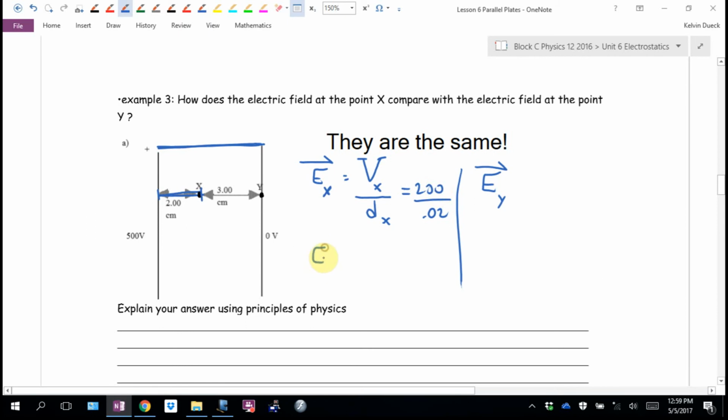What's the electric field at location X? Is that 10,000? Double check me, but I think it's 10,000. 200 divided by 0.02, I'm pretty sure it's 10,000. Yes. Okay, 10,000. And again, you can say newtons per coulomb. This time, Brian, I would go volts per meter.